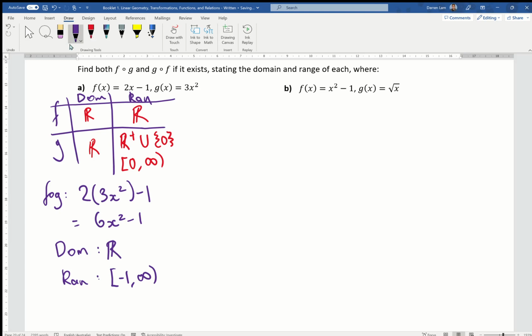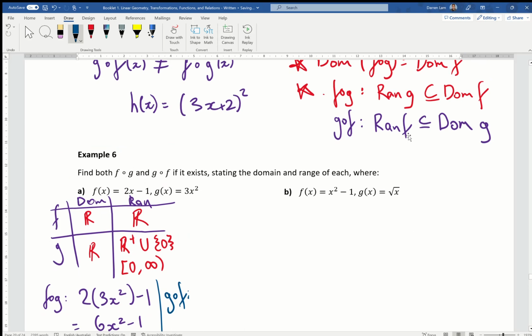Let's do an alternate one. Let's try doing our g of f. It is going to look different. For g of f, let's find out if it even exists. For g of f, the range of f must be a subset of the domain of g. So the range of f in this case is all real values. The domain of g is again all real values. Great, it's a subset, therefore it does exist.